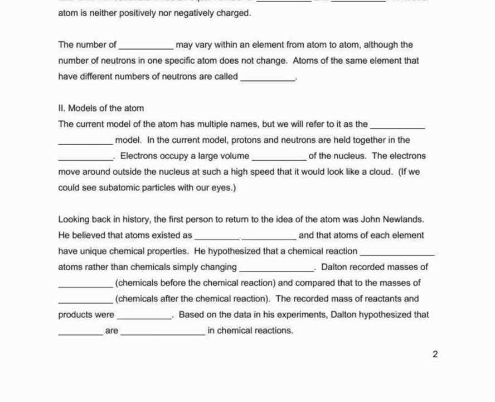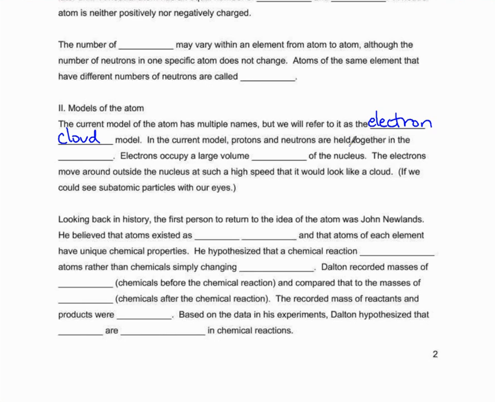Okay, this is Unit 2, video number 2. We're looking at models of the atom in this video. First off, we're going to look at the current model of the atom just to give it a name. In the current model of the atom, we refer to it as the electron cloud model. It has other names. They're more sophisticated. We're just going to leave those.